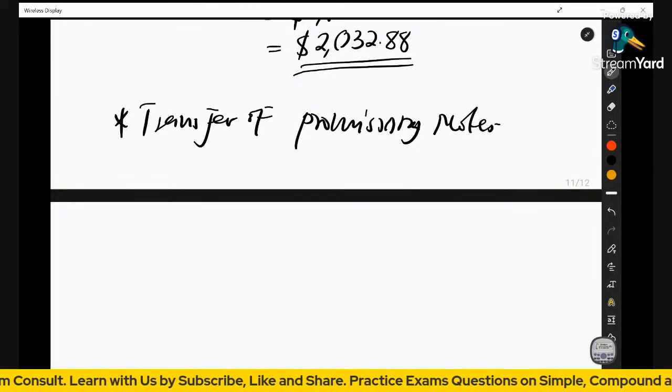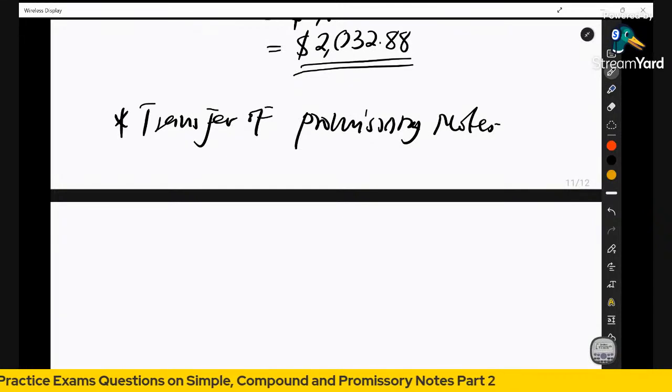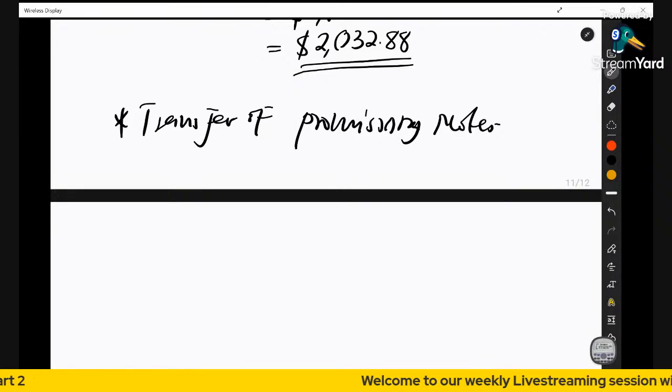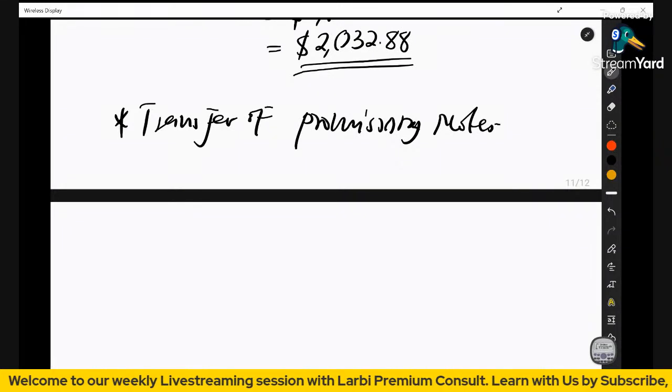The amount you're going to receive is going to be below the maturity value or the face value of the amount that's supposed to have been received if the payee should have waited for the note to be matured. Do you get that? So when it gets into that, then we are talking about discounting of a promissory note.